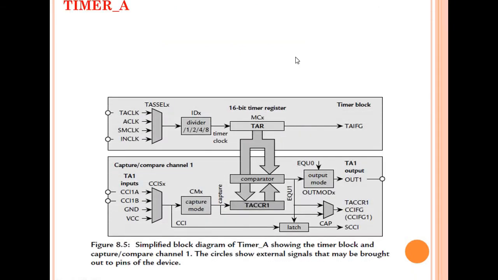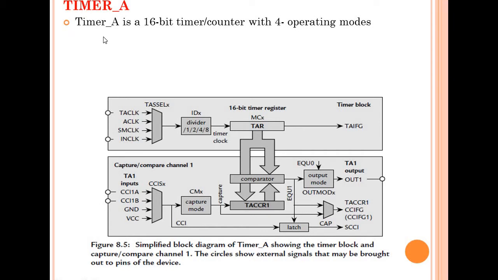Coming to Timer A, it is a 16-bit timer or counter with 4 operating modes. Remember here Timer A is a 16-bit timer or counter. It is a 16-bit timer you are using here. And how many operating modes are there? 4 operating modes. These 4 operating modes are the main operating modes.